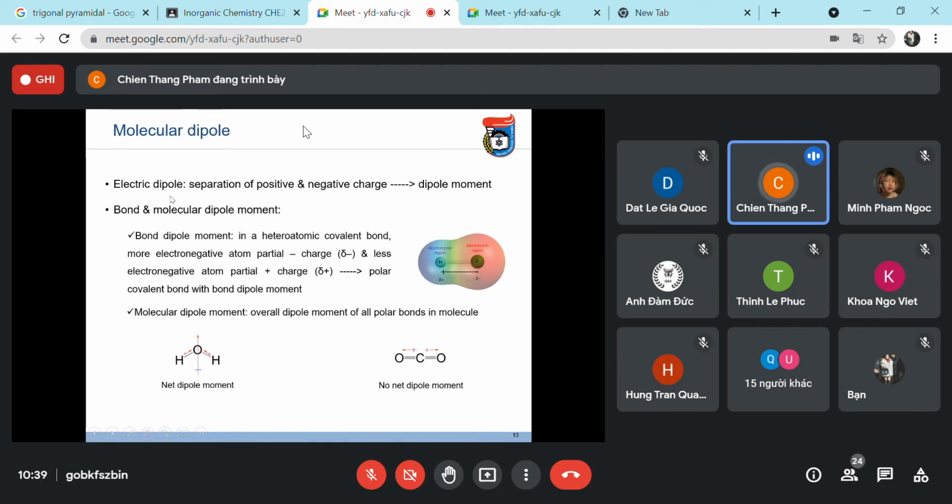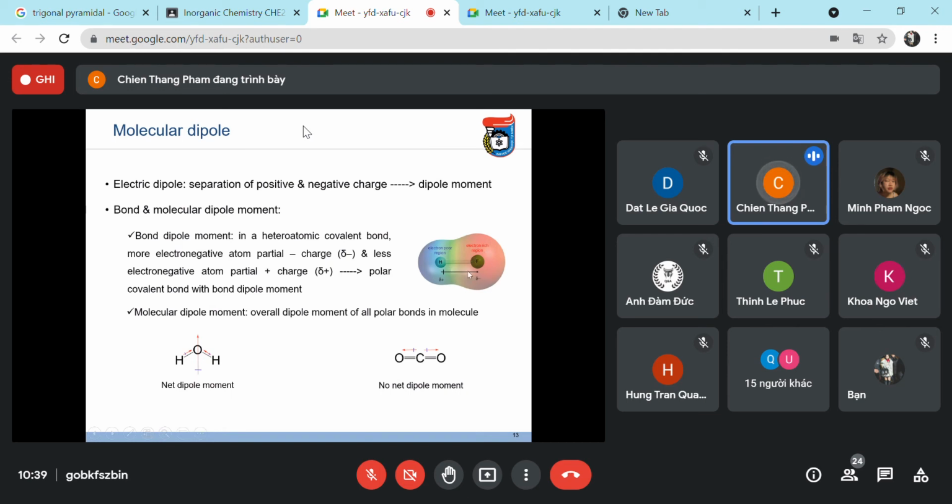So in molecules, first of all, we consider each bond in the molecule. And the first is the concept of bond dipole moment. Here we have to encounter the polar covalent bond. We talk about a polar covalent bond when there is a covalent bond between two different types of element, for example, hydrogen and fluorine, HF here.